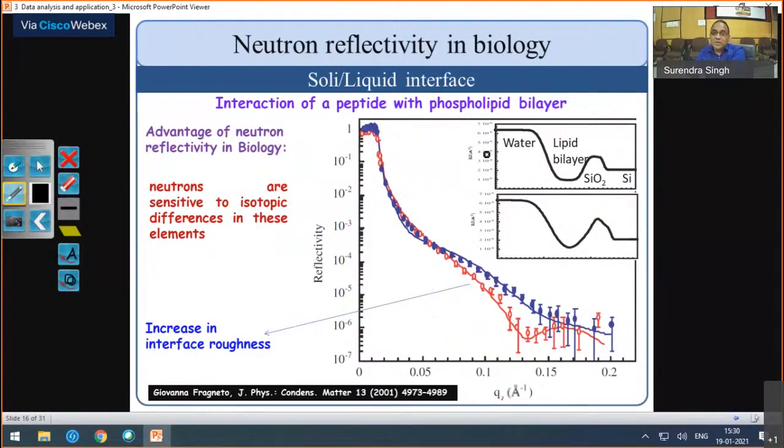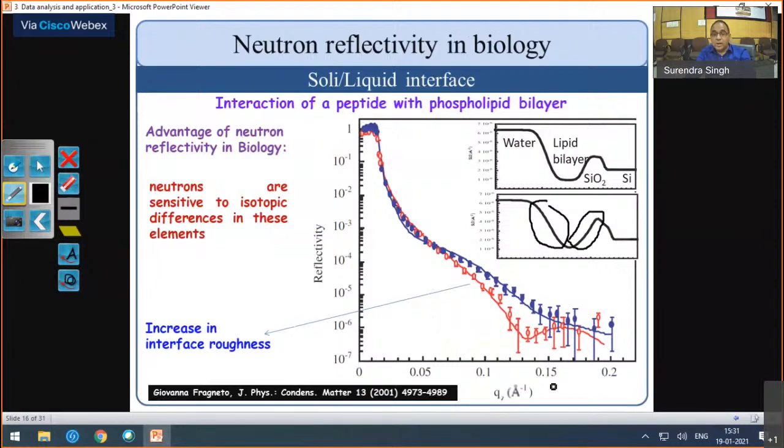So this is the surface, and this is the substrate. In the first case, this was the water, and then there is a lipid bilayer, and there is a roughness showing at the interfaces, SiO2, and then silicon. But when you added a little bit of peptides on this, what did you get? You have got this roughness increased at this interface, as well as this interface. At both interfaces, the roughness has increased.